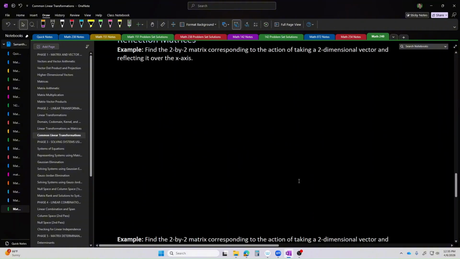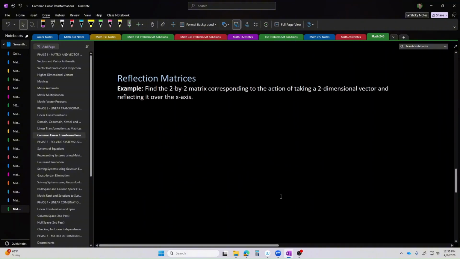Let's get some more practice. Another standard transformation that you'll see very often applied to vectors are things like reflections. So let's find a matrix representing, for example, reflection over the x-axis in two-dimensional space.